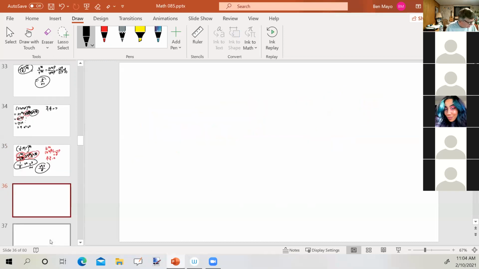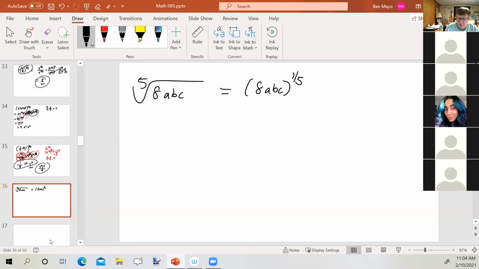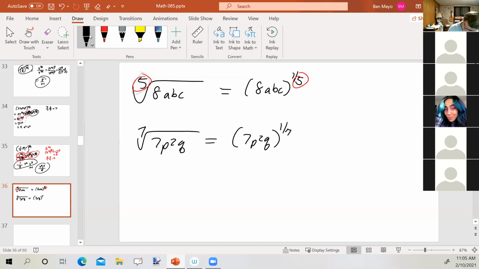Now, the directions here say change each radical to an exponential expression. So I've got the 5th root of the quantity 8abc. So that would be the quantity 8abc to the 1/5 power, because again, the index becomes the denominator of the exponent. How about this? The 7th root of the quantity 7p squared q, that would be parentheses 7p squared q all raised to the 1/7 power.